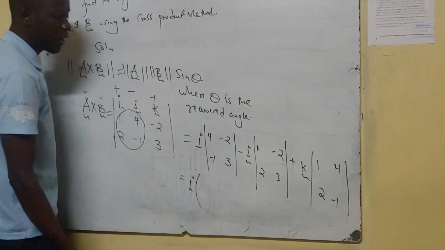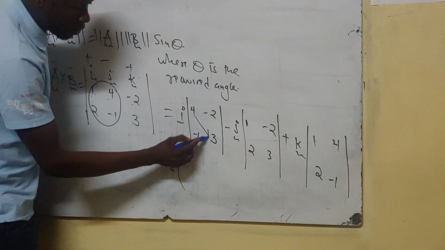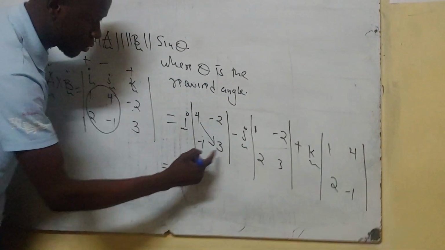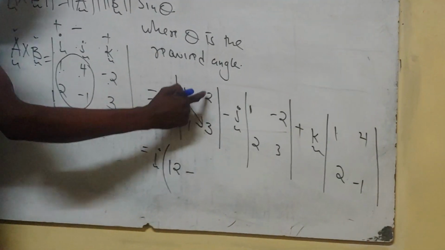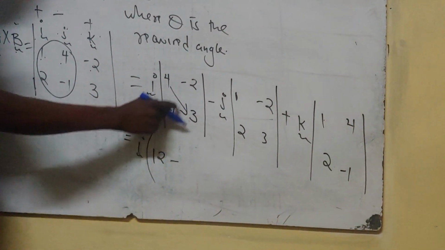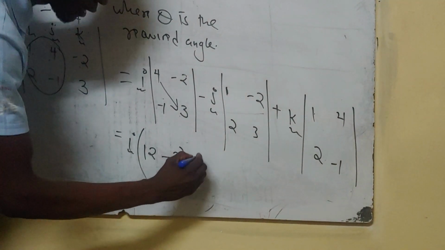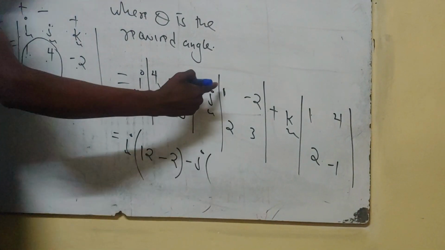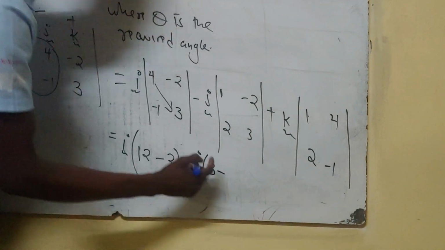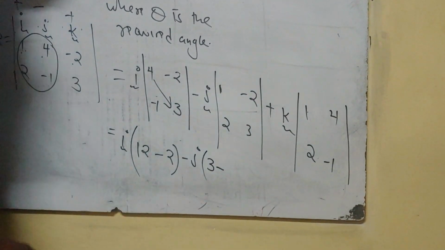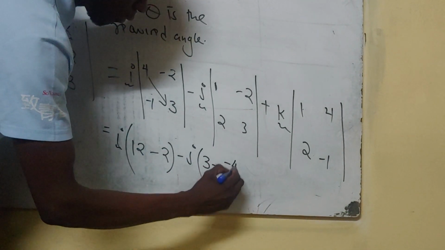The determinant of a 2 by 2 matrix is given by the product of the elements along the primary diagonal. That is 4 times 3, which gives us 12. Then we minus the product of the elements along the second diagonal. That is -1 and -2, which gives us 2. Then we minus j into the elements along the primary diagonal. 1 times 3 will be 3. We minus the element along the second diagonal. That is 2 times -2, which gives us -4.